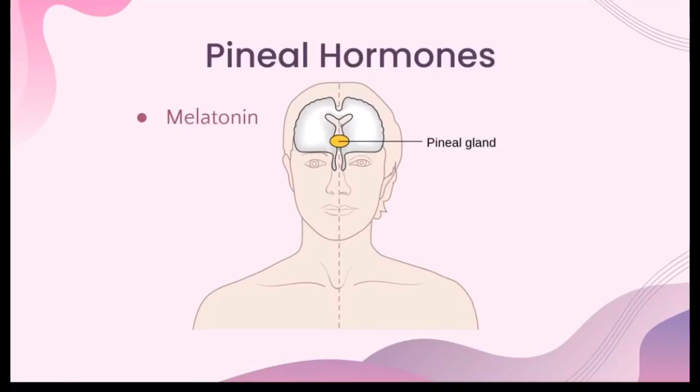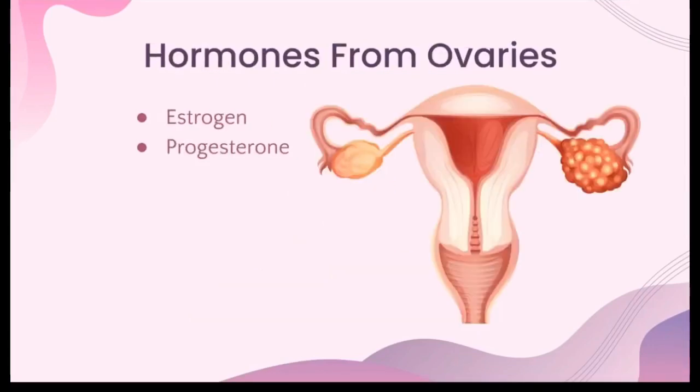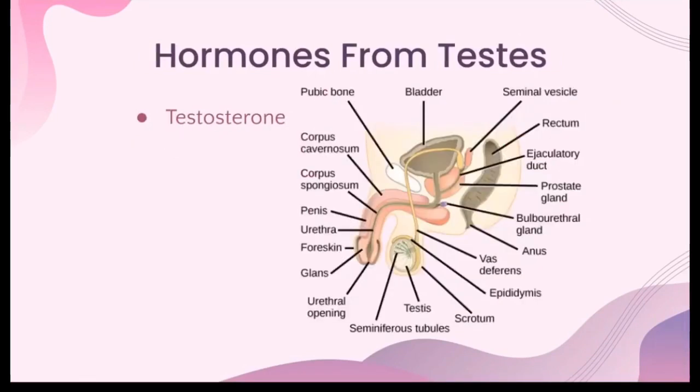Then we have the pineal body. So that has melatonin, which regulates the sleep-wake cycle. Then in the ovaries, we have estrogen, the primary female sex hormone that deals with the development of females and regulates the female reproductive system. We also have progesterone, which is involved in the menstrual cycle and pregnancy. And then we have the testes, so testosterone, which is the male sex hormone, which regulates libido, bone mass, fat distribution, muscle mass, and strength, as well as the production of red blood cells and sperm.